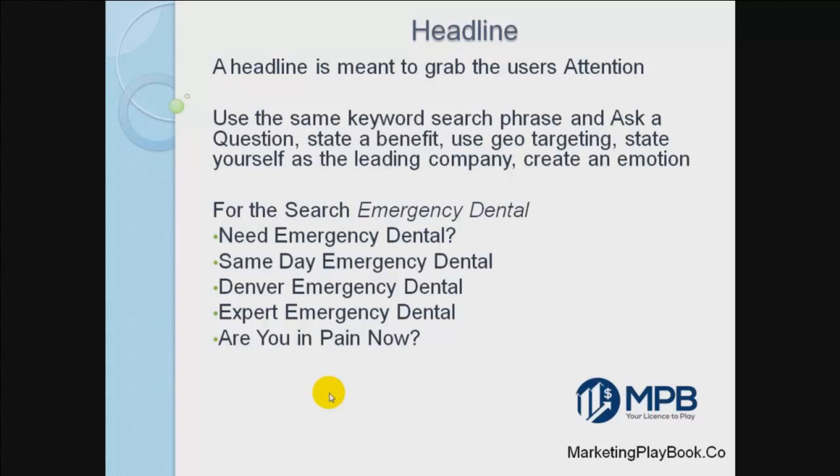So for somebody who's typing in emergency dental, chances are they're in a lot of pain, right? So I can go ahead and put in this ad copy. Are you in pain now? And then the rest of that might say something like, emergency dental help now. Call for same-day appointment, something along those lines. And when it comes to headlines, you really got to keep testing. And that's ultimately how you find out what works.